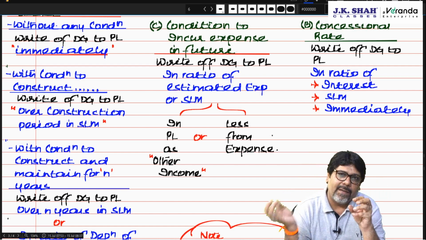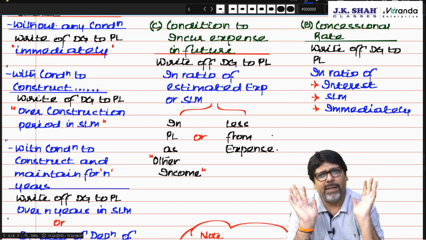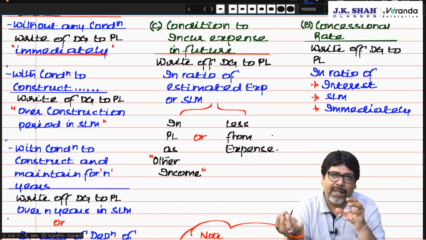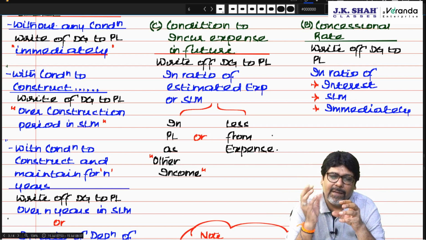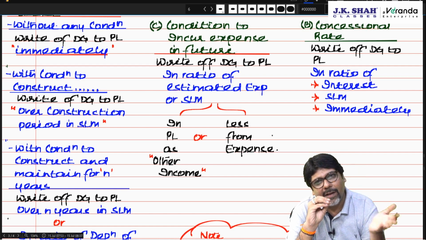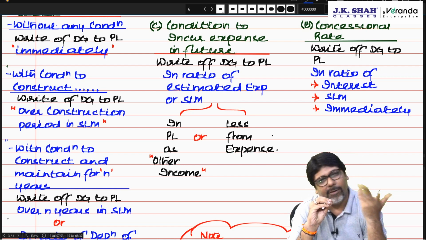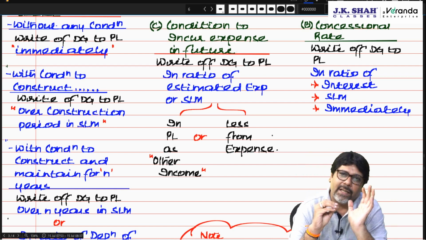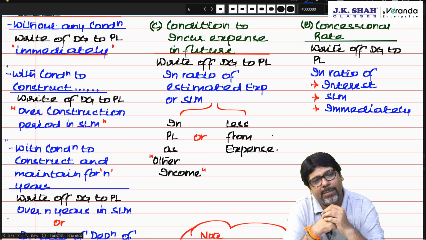You are a temple, the government gives you a donation. Write it off to P&L immediately. No condition. The government gave you a donation because you had spent money for an XYZ program, which you have already done. So you have already fulfilled the condition. Then also immediately transfer it to P&L.